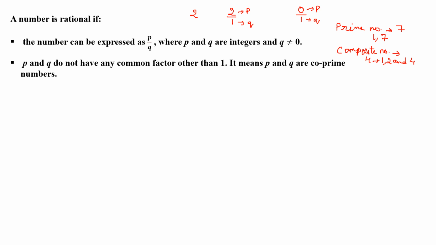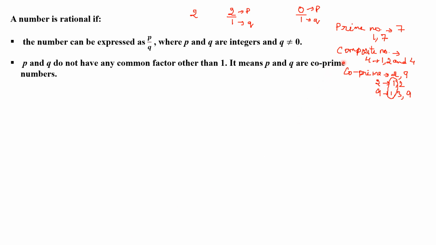Next, what is a co-prime number? Two numbers are co-prime if the common factor is 1. Suppose I have taken the number 2 and the number 9. The factors of 2 are 1 and 2, isn't it? 2 is a prime number, it has only two factors. And the factors of 9 are 1, 3 and 9. If you see, the common factor is only 1. It means 2 and 9 are co-prime numbers. So I hope now your basics are clear: what is a prime number, what is a composite number, what is a co-prime number.